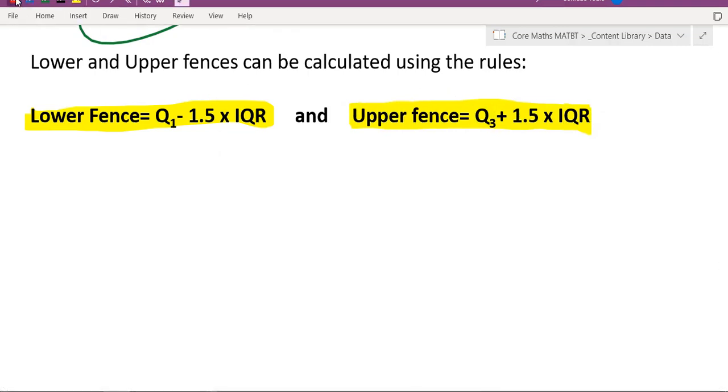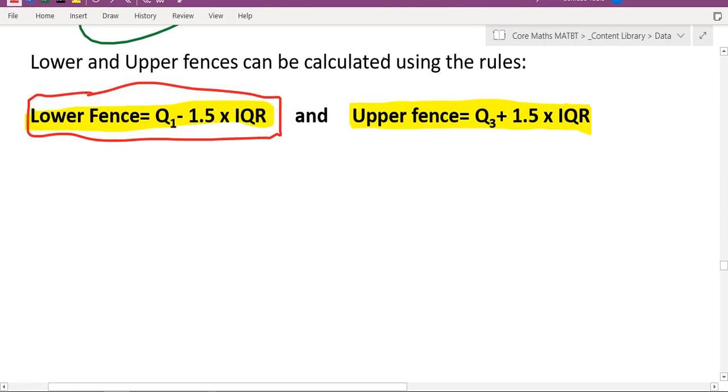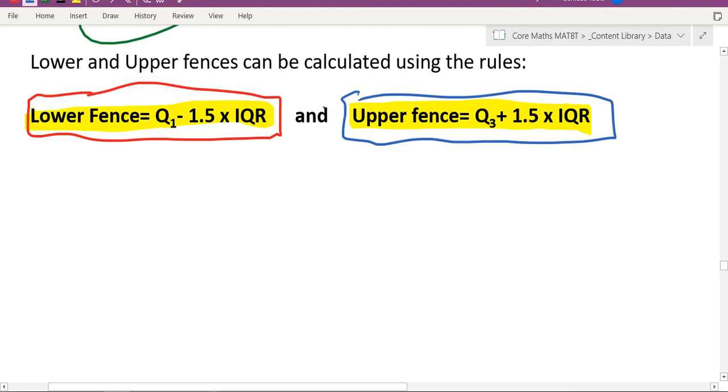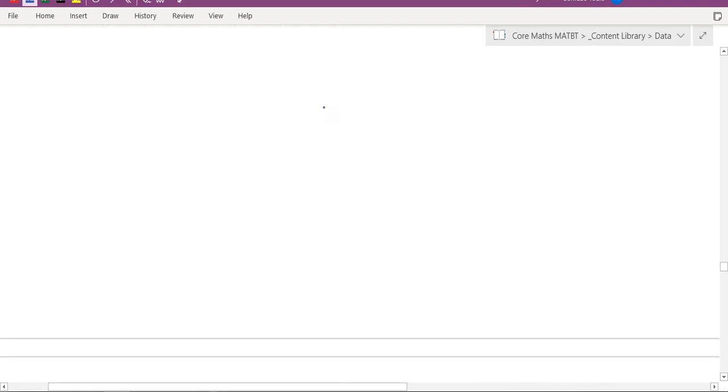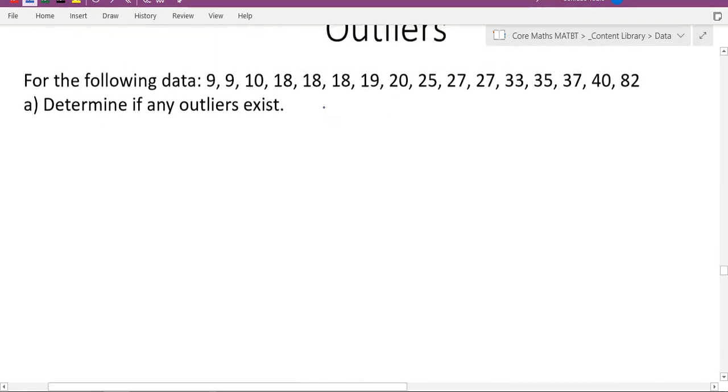So if you want to find an outlier on the lower part, then you use your lower fence. And if you want to find an outlier on your upper or higher part of your data, use your upper fence formula. Generally you'll be required to find fences for both. So let's do that here. So for the following data set, let's find any outliers. I won't get you to do the 5-number summary again because we've already done it, but I'll get you to write it here. So let's write the 5-number summary.